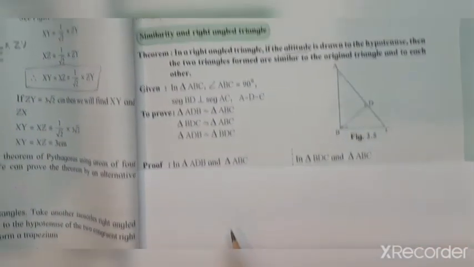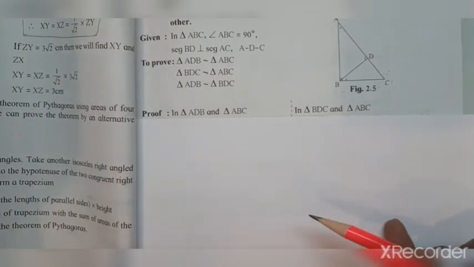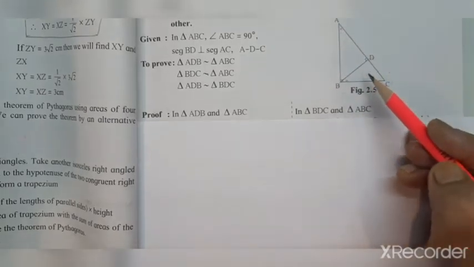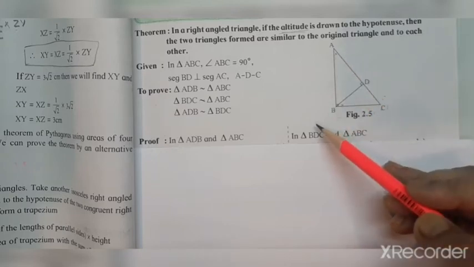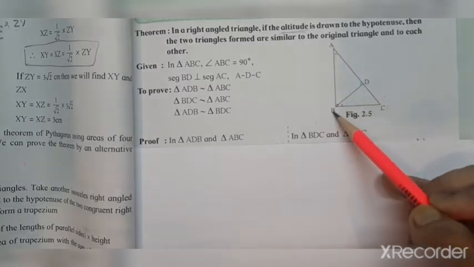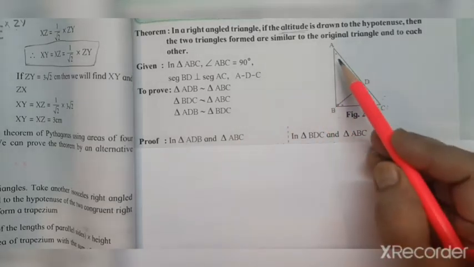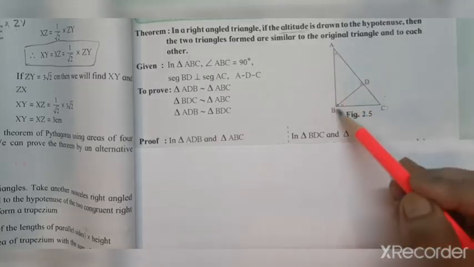Now we start with the proof. As the name of the theorem itself is similarity and right angle triangle, we have to prove the triangles are similar. Now, the first triangle we take is triangle ADB. Again, when you write the names of the triangles, see that we write them according to one-to-one correspondence. Now, triangle ADB and this big triangle ABC. I am writing A; A is common, correct, no? This big triangle ABC and this small triangle ADB, A is common.